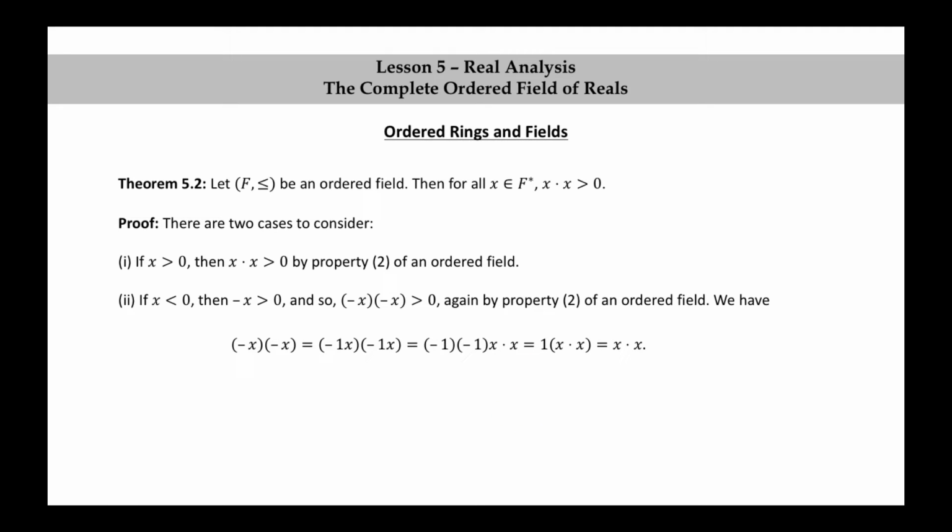And 1 times x is just equal to x times x. Here we are using the multiplicative identity property. So again, we have x times x is greater than 0, right? Because we already showed negative x times negative x is greater than 0, and then we showed that negative x times negative x is equal to x times x. So we must have x times x greater than 0.